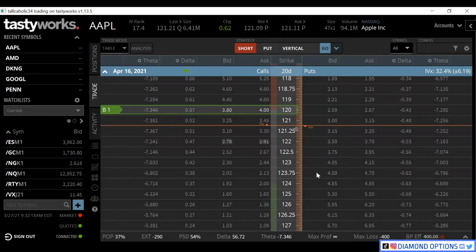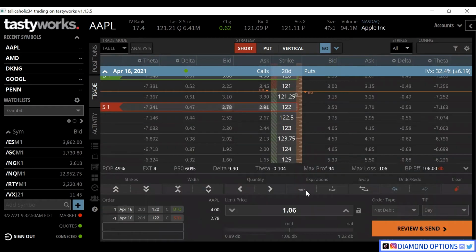Now, how do we adjust all of this, and why would we want to make some sort of spread against this? Well, to reduce our exposure, reduce our theta, and reduce our max loss, we can sell a call against this. So we're going to sell this 122 call right here for 278. We click on that, and you can see now that our probability of profit increased to almost 50%. Our delta drastically got reduced to only $9, and our theta is virtually zero.